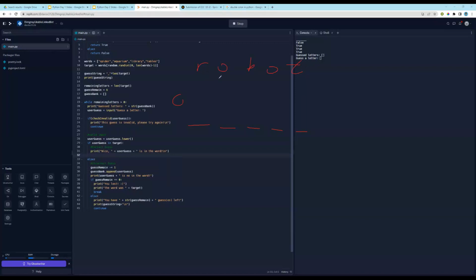If we guess O, you have to replace all occurrences of O over here. So we have to say that both of these are O, right? So for this we have to do a for loop. We have to iterate through the word to replace any occurrences of that letter.